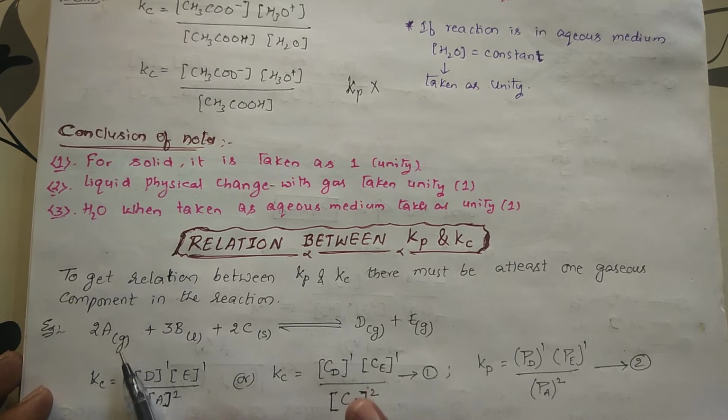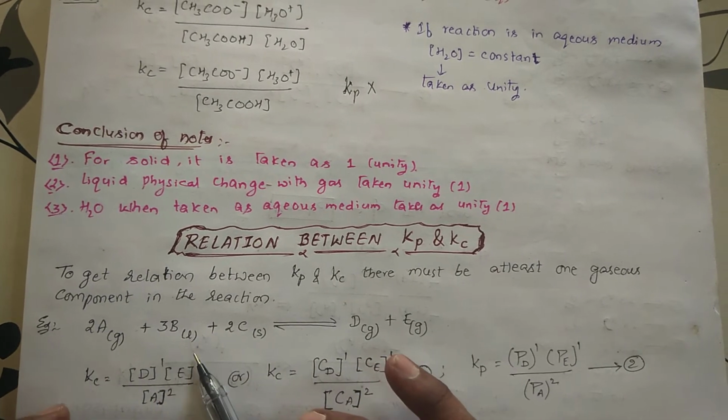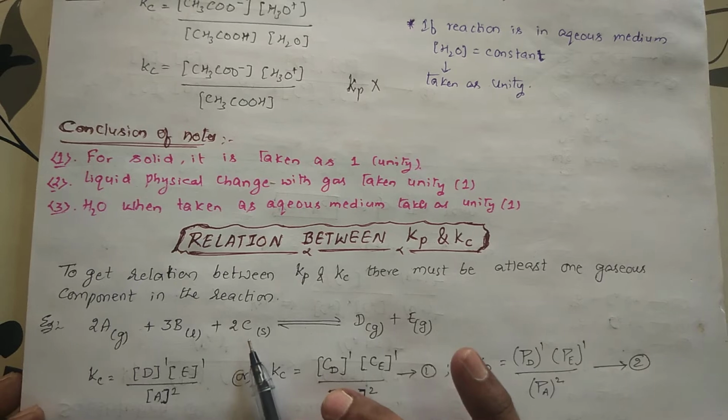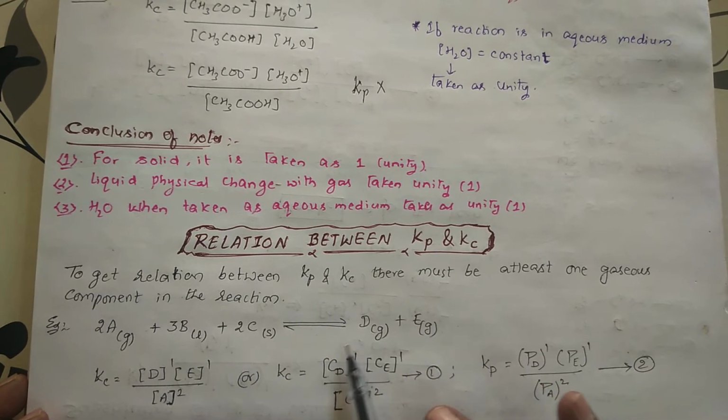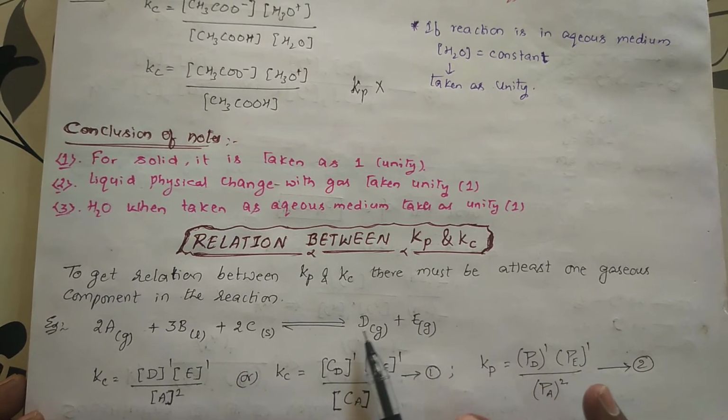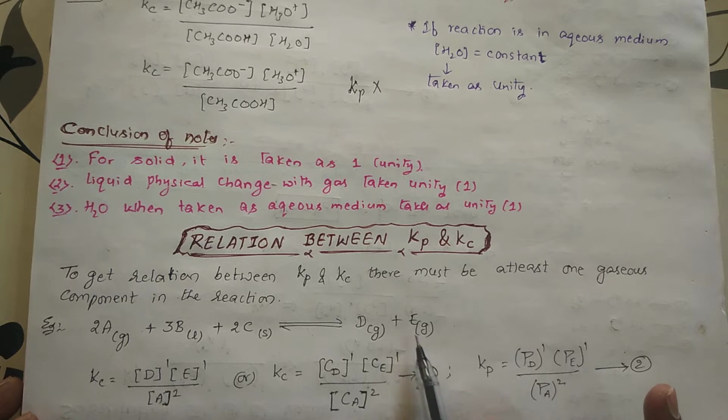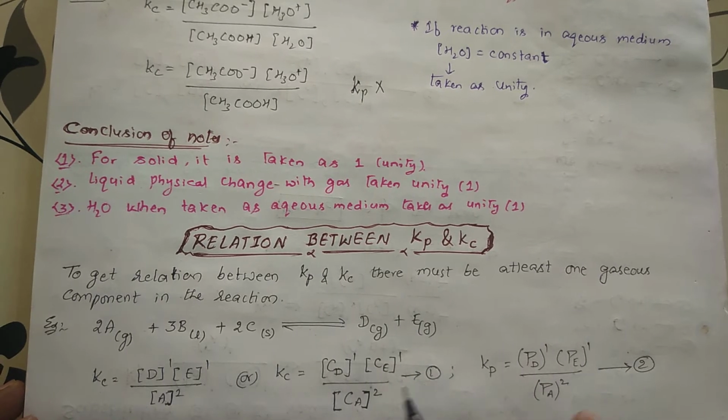2 moles of A in gaseous condition, 3 moles of B in liquid condition, plus 2 moles of C in the solid condition. It is in equilibrium with 1 mole of D in gaseous condition and plus 1 mole of E in gaseous condition. Okay.